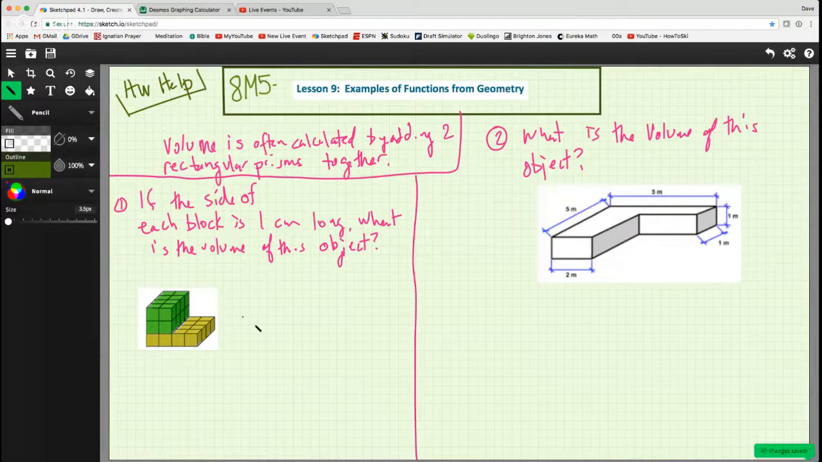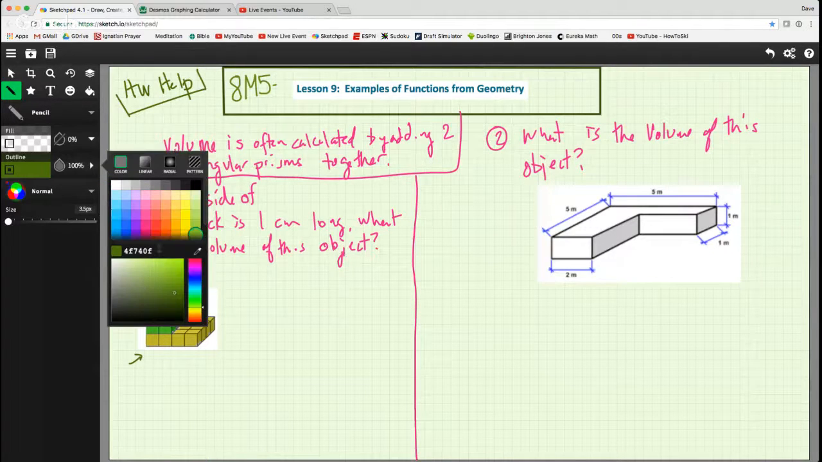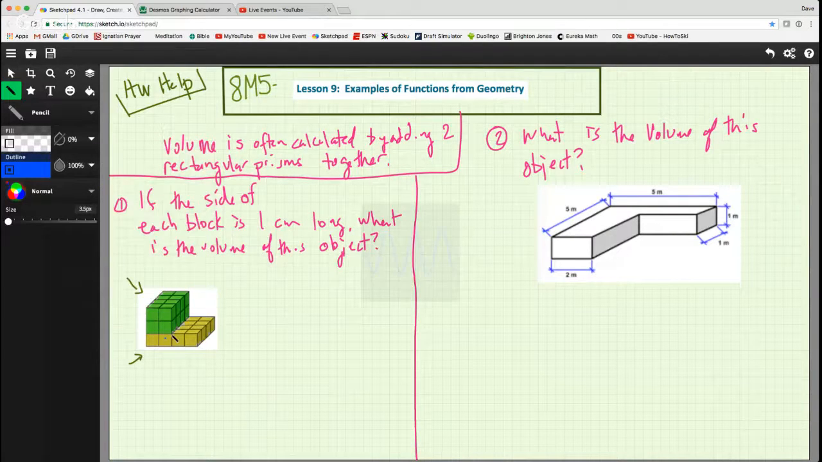Okay, so let's see. We have this green section, and we have this yellow section. Now, one thing you can do is you could just count up the blocks, and you could get your volume. And we'll do it that way in a second, and we'll just verify we get the right answer. But this green thing, well, what's its length, width, and height? Let's use blue. So this is 2 by 2 by 4, right? Our dimensions on this guy are 2, 2, and 4.